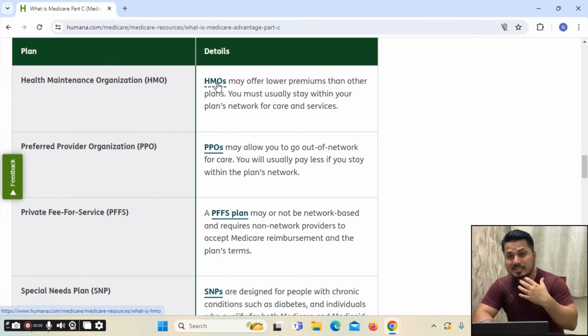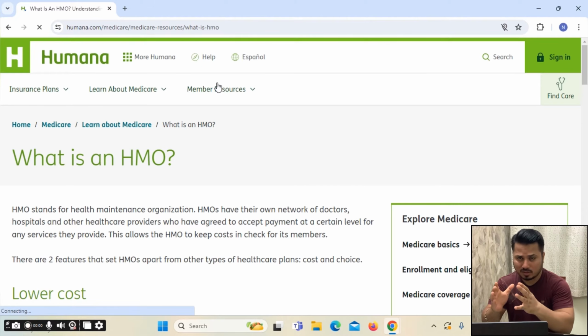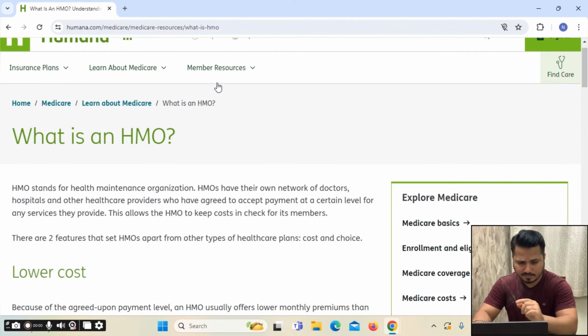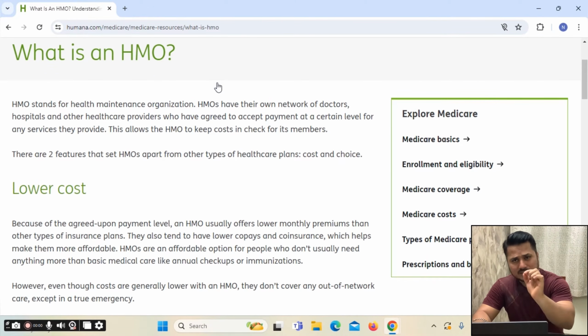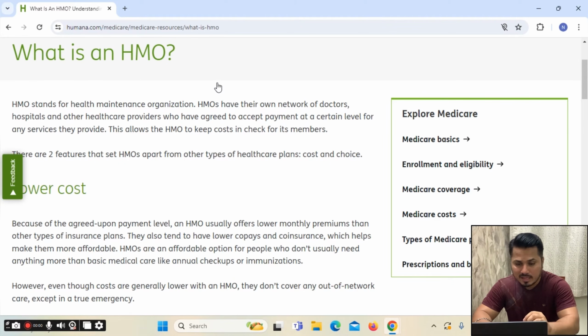Now let's understand in detail about the Health Maintenance Organization plan, guys. So let's click on HMOs here. We will get the detailed information about Health Maintenance Organization plans. Now here, first basic question, what is an HMO? HMO stands for Health Maintenance Organization, which I already said.